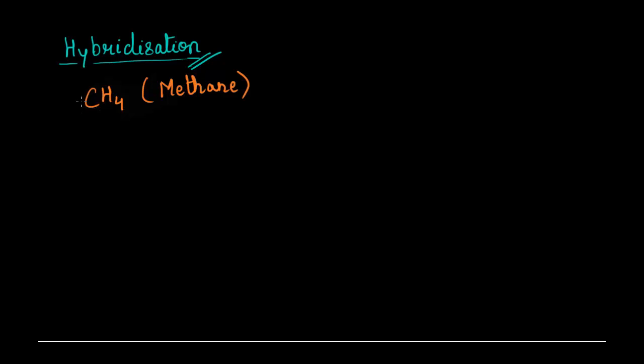Now for that, let's write the electronic configuration of carbon. We have already seen how to write electronic configurations in the atomic structure videos. For that, we need to know the atomic number of carbon, which is 6. First will be my 1s orbital. Here, let me draw the orbital box diagram also. So this is my 1s orbital.